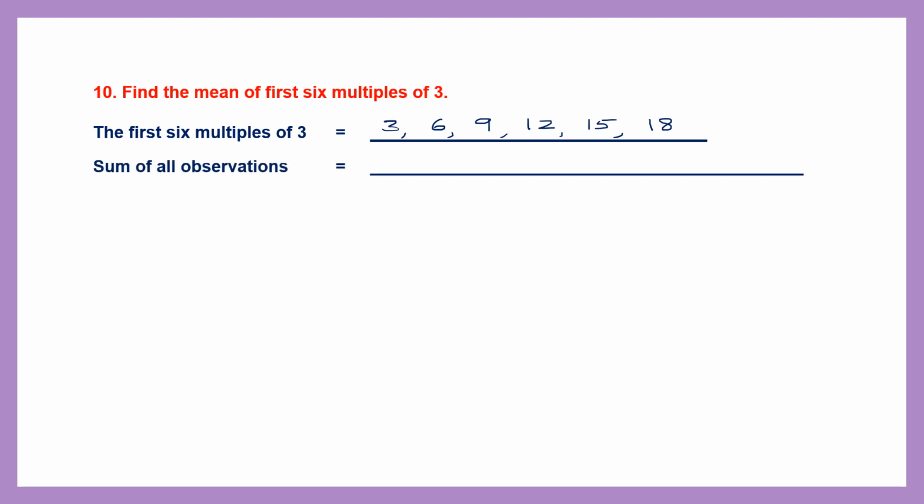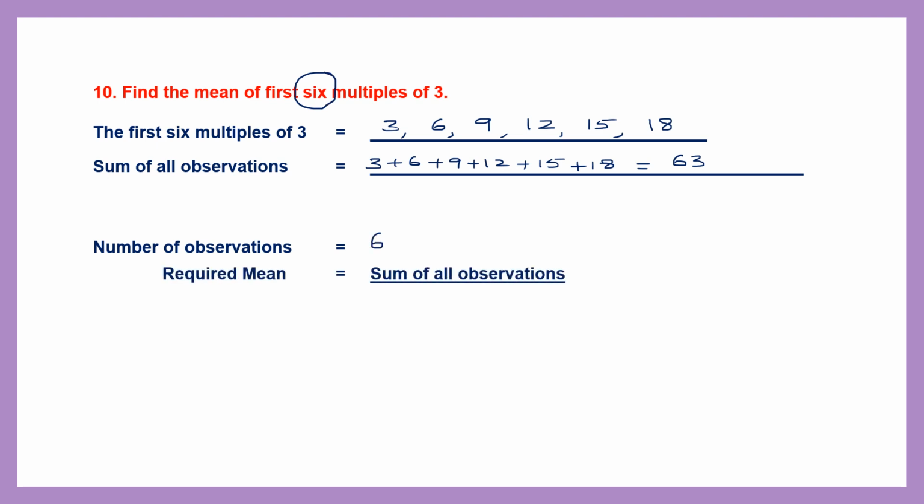So the first step is to find the sum of these observations. That means the first 6 multiples. Let's add it up: 3 plus 6 plus 9 plus 12 plus 15 plus 18. When you add all this up, you get 63. So sum of all observations is 63. Next thing is, how many observations are there? The question itself says 6. Okay, so the number of observations is 6.